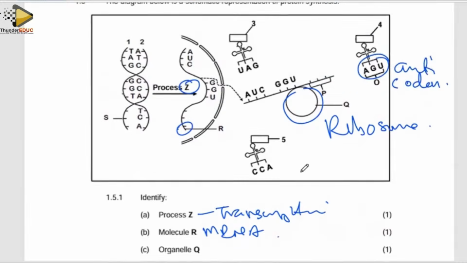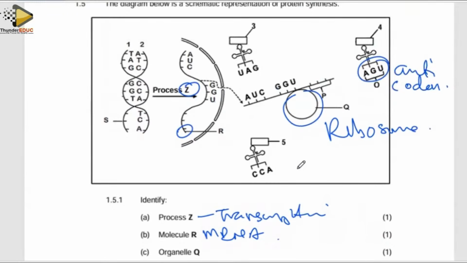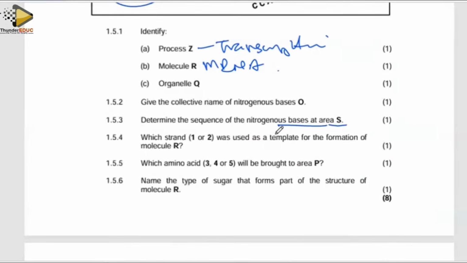Determine the sequence of nitrogenous bases at area S. They're saying determine the sequence of nitrogenous bases at area S. So when you go back to area S, we shall say that T goes with A, C goes with G, and then A goes with T. So it's going to be AGT. Why? Because it is DNA versus DNA. It's not messenger. That's why there is no U.